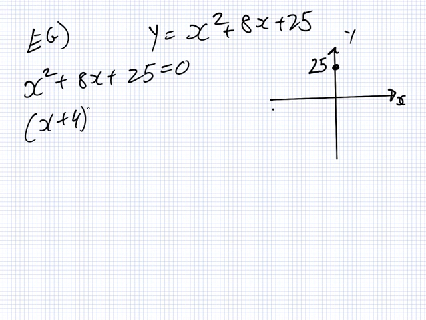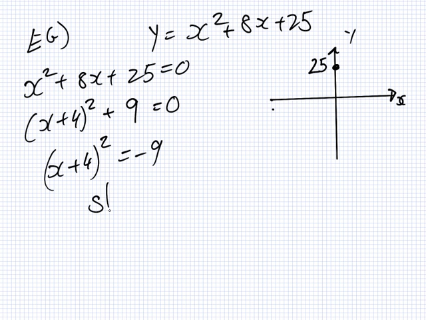x plus 4 squared plus 25 minus 16 is 9 equals 0. x plus 4 squared equals minus 9. And then we have to stop. Why do I stop here? It's not possible to continue. So what this means is that it does not cross the x-axis because we cannot find x. That's what it means.